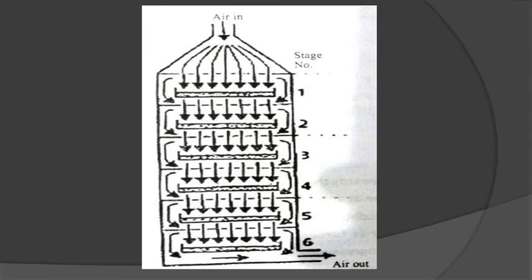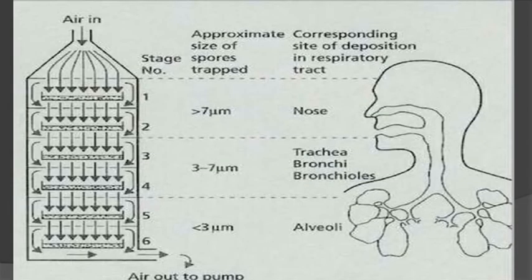So, these are the stages or cascades. The six size categories of the Anderson sampler can provide indications of the locations in the human respiratory system where aerosol deposition will take place.